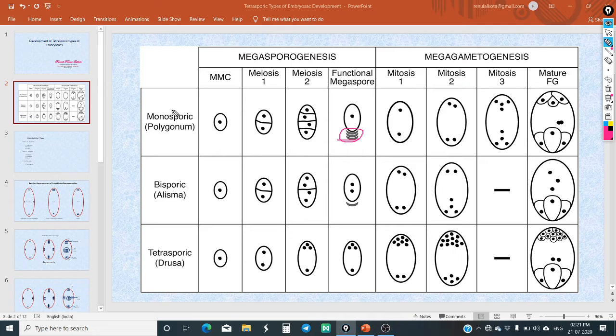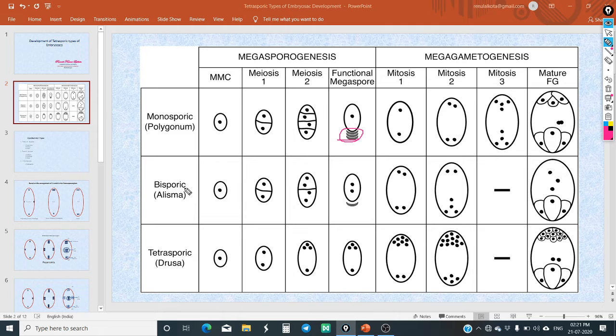Now the bisporic type. During megasporogenesis, that is during meiosis, two dyads are formed. This is one dyad with two nuclei and this is the other dyad with two nuclei. One of these dyads becomes functional and the other degenerates. This is known as bisporic type of embryo sac development, and it is again of two types based on which dyad is functional. If the chalazal dyad is functional, we call it the Allium type, and if the micropylar dyad becomes functional, we call it the Endymion type.